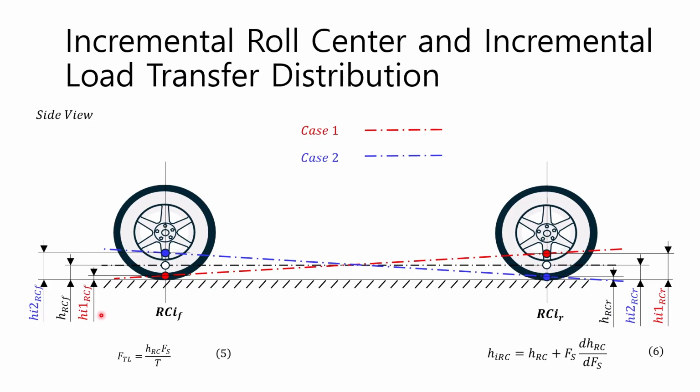In the figure here, Case 1 indicates a larger rear incremental roll center, resulting in a greater load transfer ratio at the rear wheels than at the front. On the other hand, Case 2 has a larger front incremental roll center, resulting in a greater load transfer ratio at the front wheels than at the rear. Therefore, Case 1 tends to oversteer, while Case 2 tends to understeer. There's a misconception that understeer characteristics are induced when the front roll center is lower than the rear roll center, but this is incorrect. I'll explain this in more detail in an upcoming video.